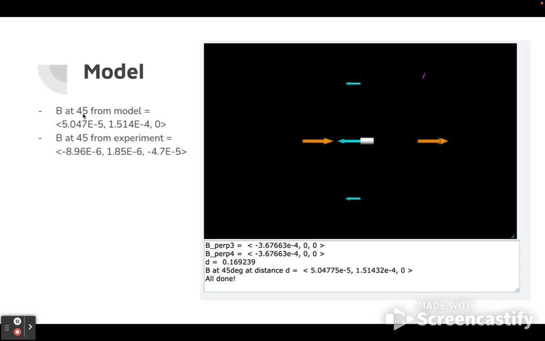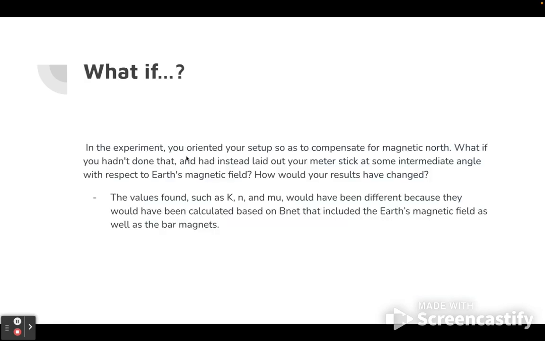So we found B at 45 degrees from the model, which is this, is 5.047 times 10 to the negative fifth, 1.14 times 10 to the negative fourth, 0. The B at 45 we got from our experiment was basically negative 9 times 10 to the negative sixth, 2 times 10 to the negative 6, and then negative 4.7 times 10 to the negative fifth.